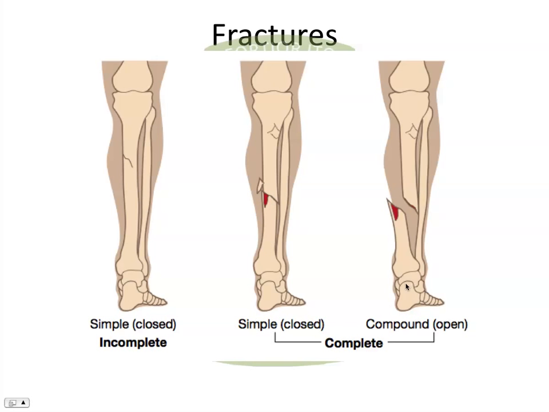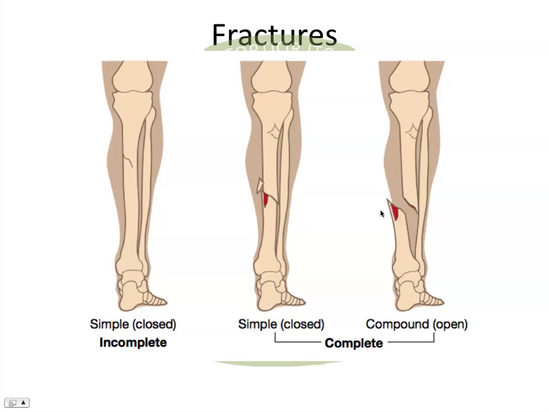Whereas in this fracture on the right, you'll see it's called a compound fracture or an open fracture. You can see here that the bone has actually broken and pierced through the skin. So there would be a bleeding injury there as well as the fracture. So that is one type of the classification.